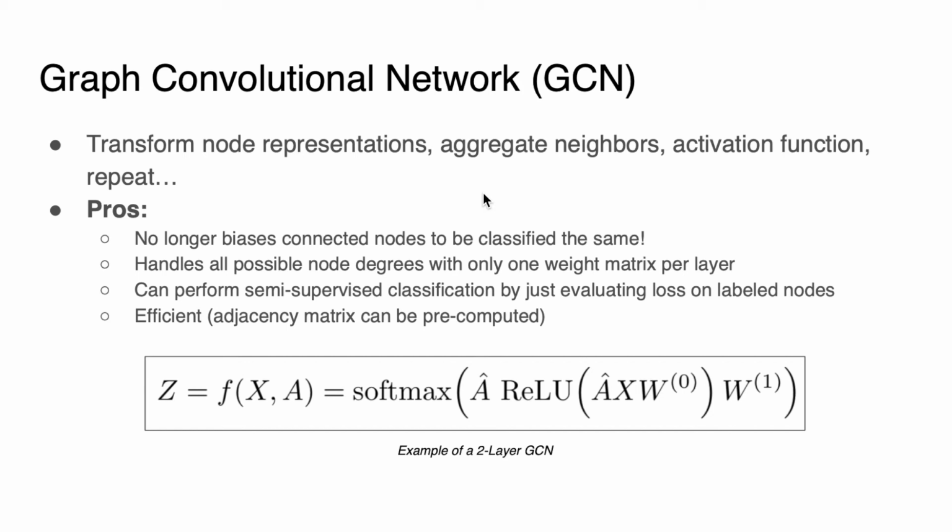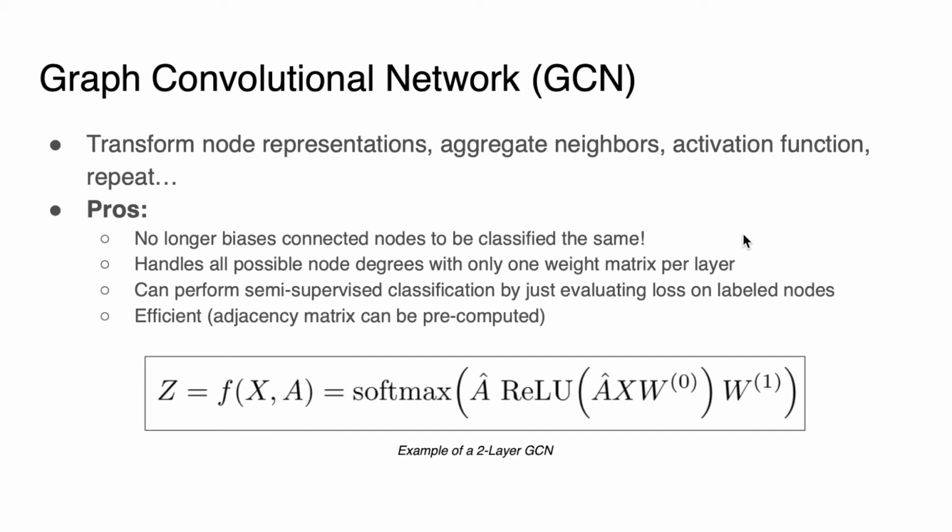But because this is a first order approximation, we have to stack these operations on top of each other. So we have to continually transform the node representations, aggregate the neighbors, and apply an activation function. And by stacking these operations on top of each other in between activation functions, we can represent a richer class of functions with the GCN.